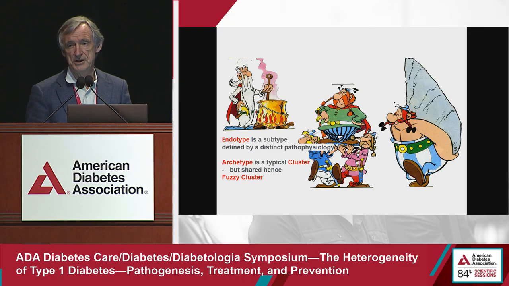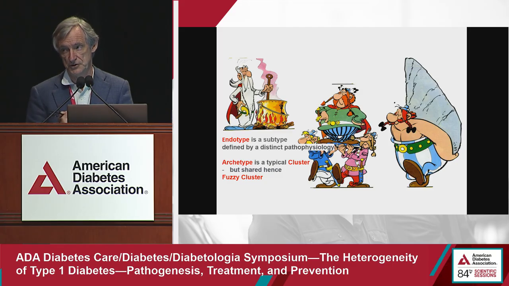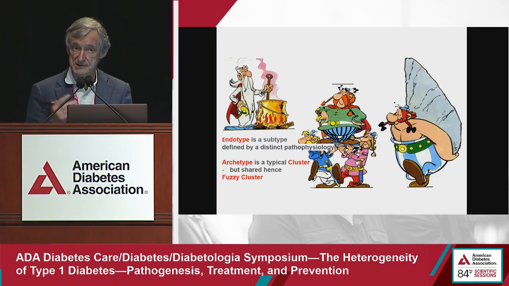Now, when we think about heterogeneity, you can look around you and you realize immediately that we all have heterogeneity, whatever system you care to think about. Here are some individuals, and if they were to have an endotype, then it would be a subtype which is defined by a distinct pathophysiology. The individual in the center clearly seems to have a distinct pathophysiology. He requires assistance. So those three individuals in the center would be seen as a cluster.